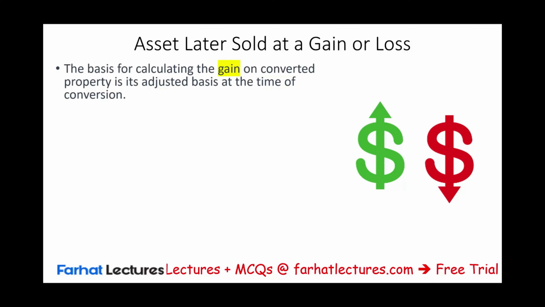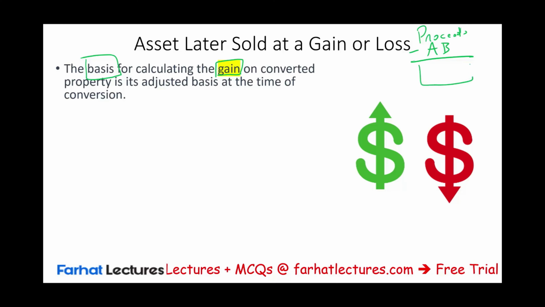So the basis for calculating the gain. When we have a gain, how do we compute the basis? When we dispose of the property, what's the formula? What's the disposition formula? It's the proceeds, which is whatever we sold it for, minus the adjusted basis. This is the formula for selling the property: proceeds minus adjusted basis. Okay, that's fine.